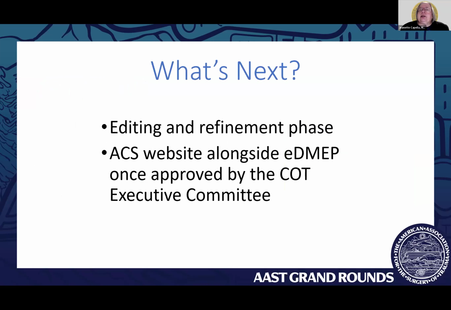So where are we in this? We're in the editing and refinement phase. I would like to get this out in the next few months, and once the manual is approved by the executive committee, we'll post it alongside E-DMEP and provide it as a resource, so that those who perhaps aren't up to speed on this or need some guidance can use it.